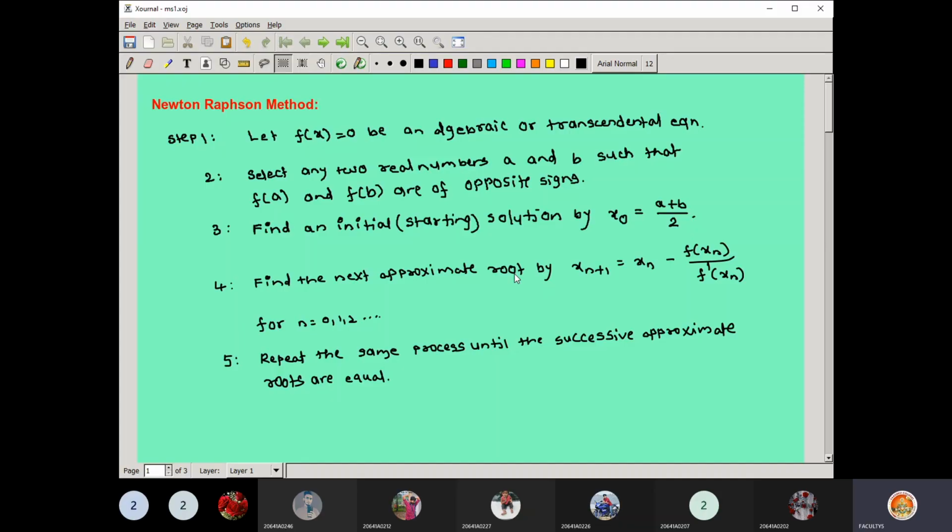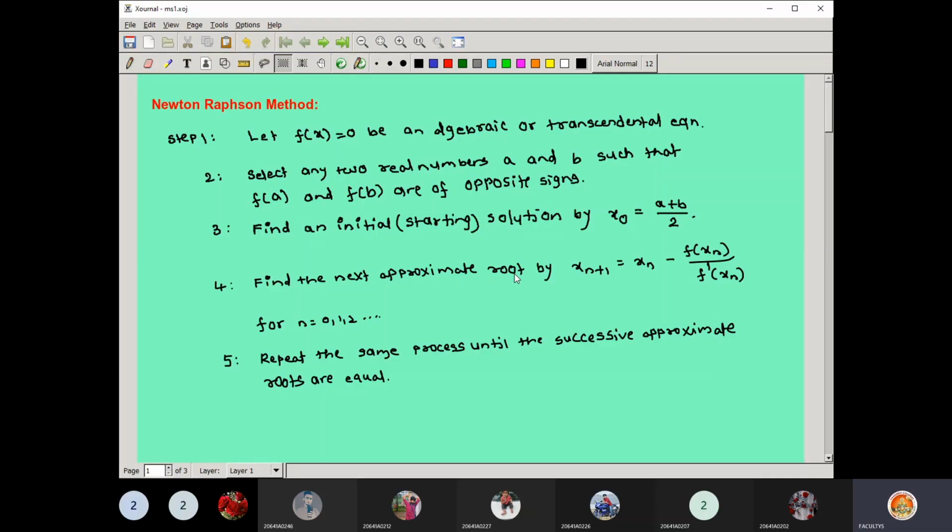Step 2. Select any two real numbers a and b, such that f of a and f of b are of opposite signs. Almost in all the methods, we have selected two real numbers a and b such that f of a and f of b have opposite signs.